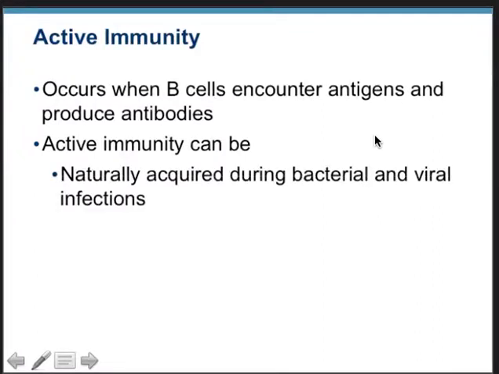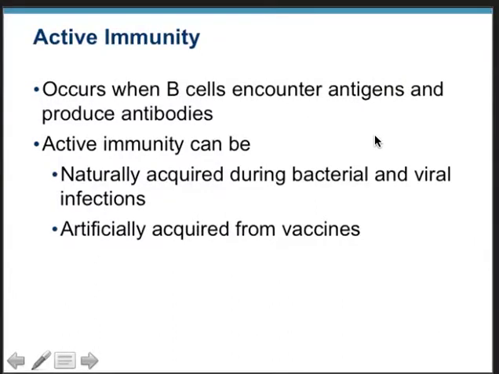Active immunity can be naturally acquired as a result of an accidental exposure during the course of your activities of daily living, or it can be artificially acquired as a result of being vaccinated with an antigen that's purified from that pathogen, which will not produce the disease, but will produce an immune response that's capable of knocking the actual pathogen down should it attempt to infect.